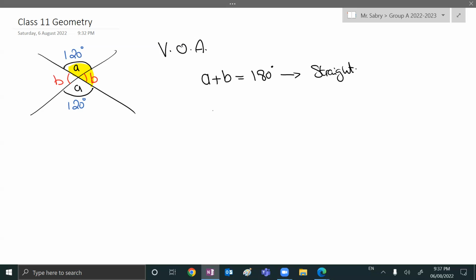What does that mean? If I'm talking about 2A and 2B, the whole thing, the two A's added together and the two B's added together will be 180 plus 180, which is 360. So this is the reason why an entire circle is considered 360 degrees. If I started from here, went around the whole thing and came back to the same point, this is 360 degrees.